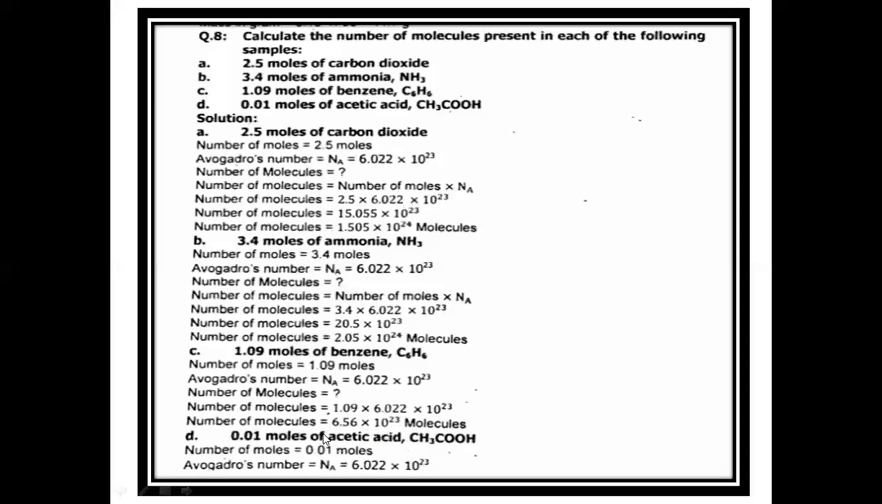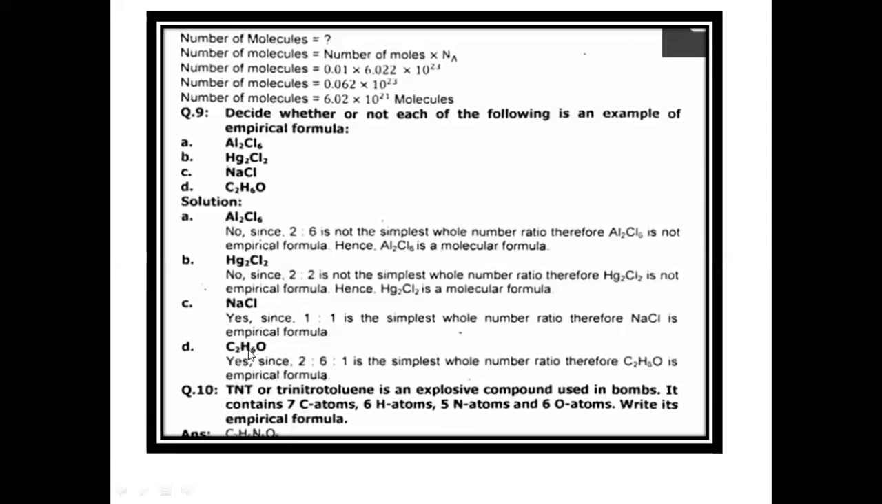Last part, 0.01 moles of acetic acid. So again, the same thing. Number of molecules, 0.01 times Avogadro's number, 0.062 × 10^23, or 6.02 × 10^21 molecules.